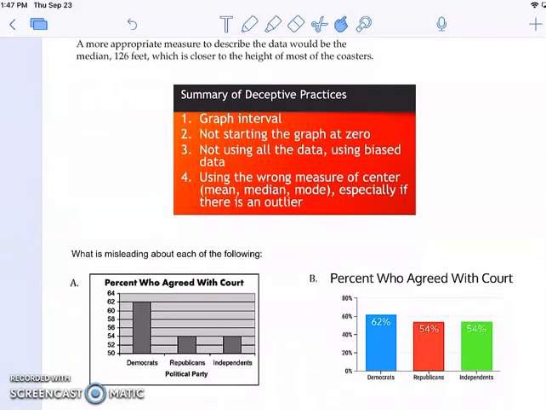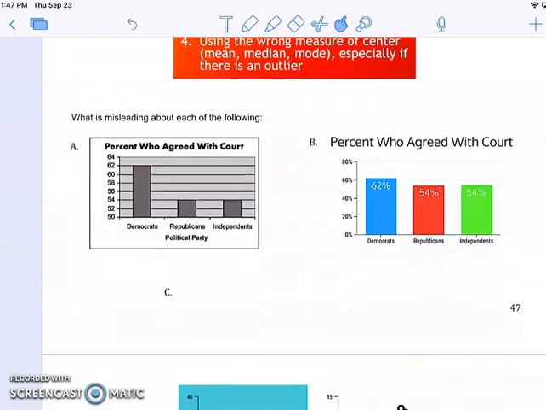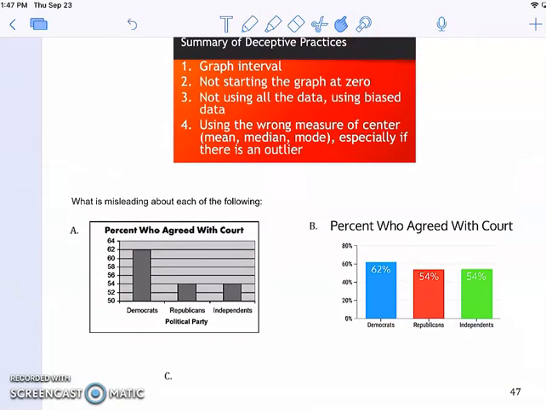So these are all different practices that can be considered deceptive: graphing the intervals, not starting at 0, not using all the data, and using the wrong measure of center, especially if one of them is an outlier. So let's see, what's misleading about this graph? Democrats, Republicans, and Independents. It almost looks double. Well, we're not starting at 0.